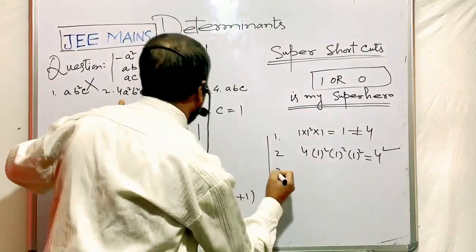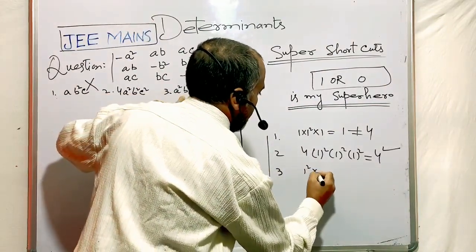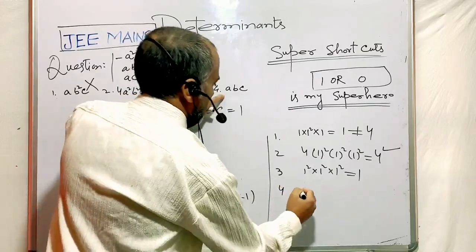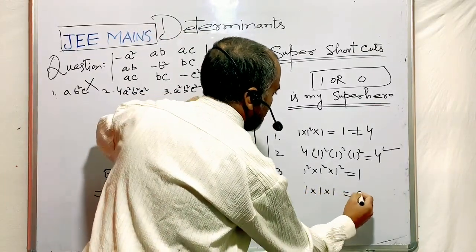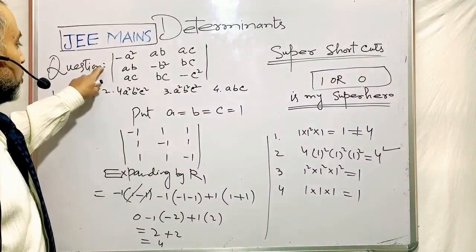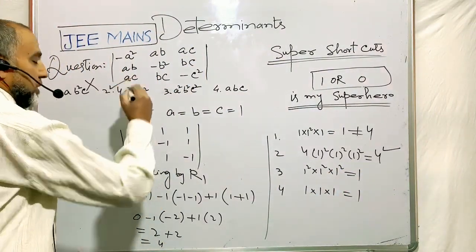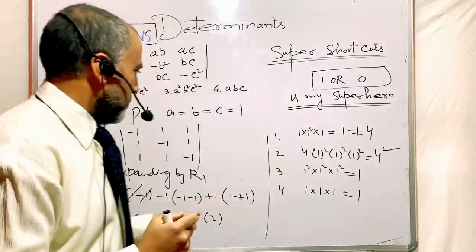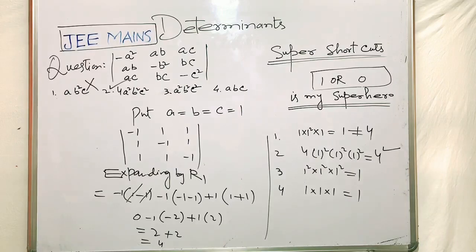Now, this you may be taking up. It is 1 square, 1 square, 1 square, that is equal to 1. Fourth, 1 into 1 into 1, that is equal to 1. This one is correct. Uska matlab hua, iska jo option hai, that is the second. We got the answer just in 30 seconds. Okay. You can copy it. We'll discuss another question.